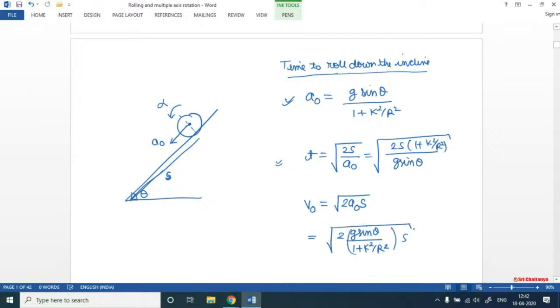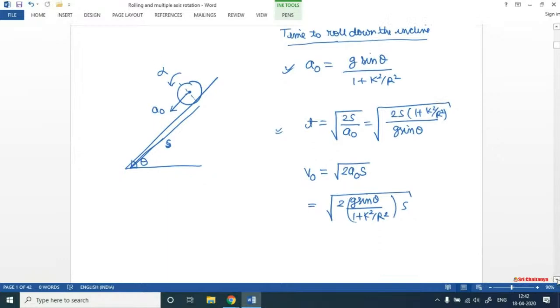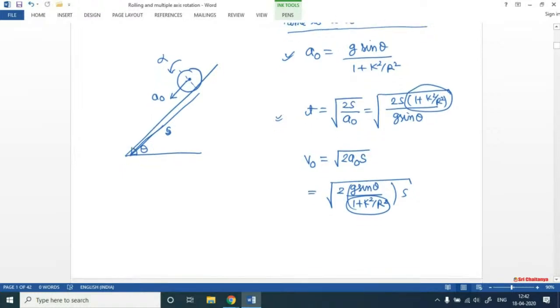So these are the values. Now see, this quantity 1 plus k square by r square is appearing everywhere in these relationships. For example, the greater the value of k square by r square, the less will be its acceleration, less will be its angular acceleration.